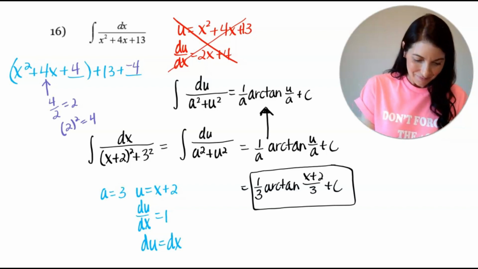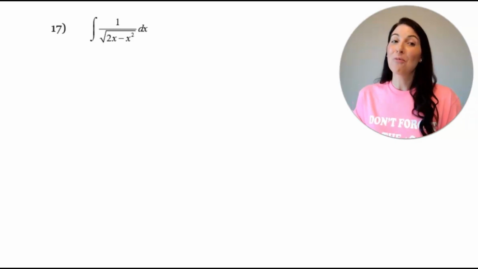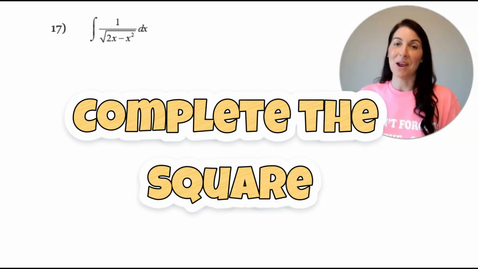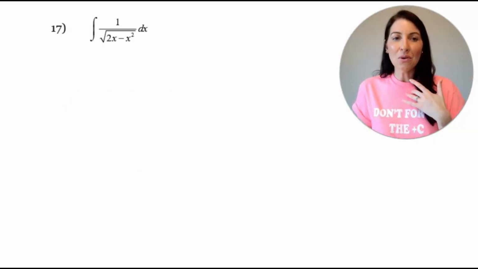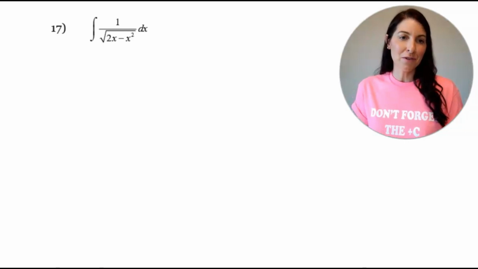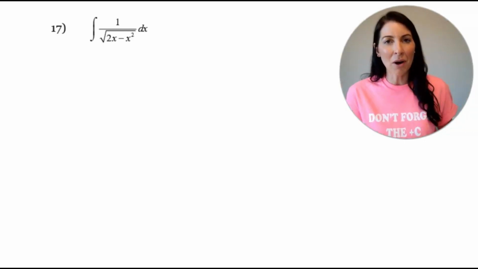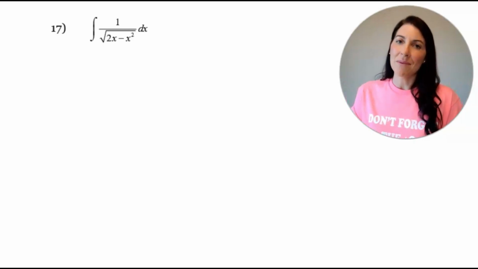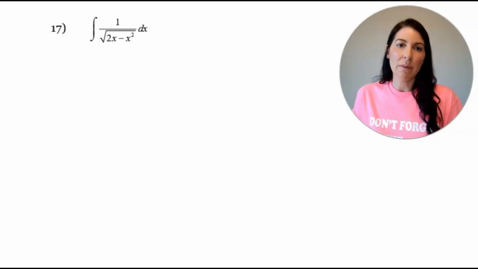All right, let's look at another problem where we would in fact have to complete the square. It does not work to make what's underneath the radical the u, because if you take the derivative of 2x minus x squared, you would get 2 minus 2x, and I don't see that anywhere in the problem, so I know I'm not going to be able to set what's underneath the radical equal to my u. I'm going to have to take a different approach.